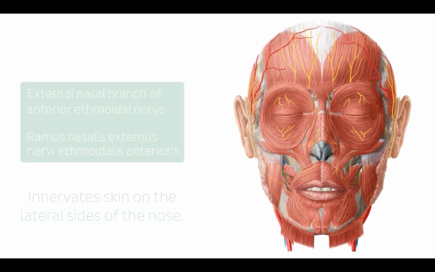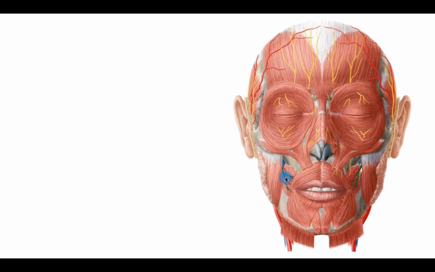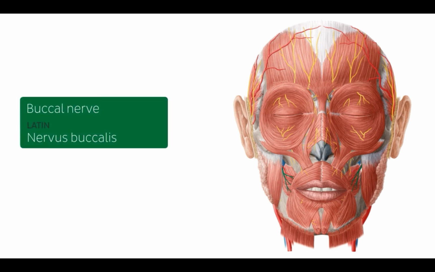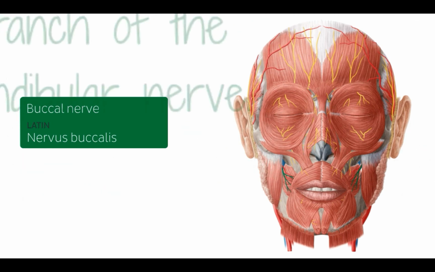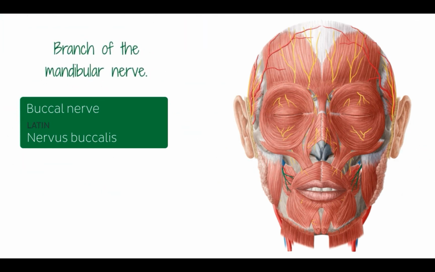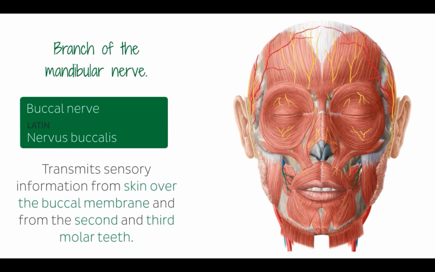Next, still on the anterior view, you see these highlights here. These nerves are known as the buccal nerves. And the buccal nerve is a nerve of the face. It is a branch of the mandibular nerve. It will be transmitting sensory information from skin over the buccal membrane and from the second and third molar teeth. Please note this and write it on your notes. Do not confuse it with the buccal branch of the facial nerve, which transmits motor information to the buccinator muscle. We talked about this one at the beginning of this tutorial.